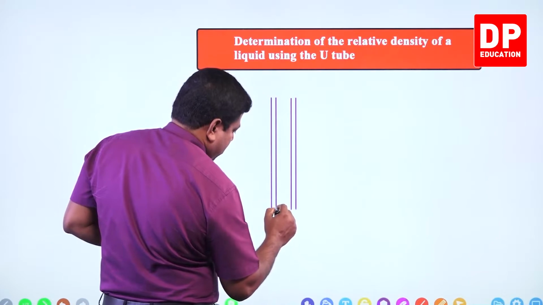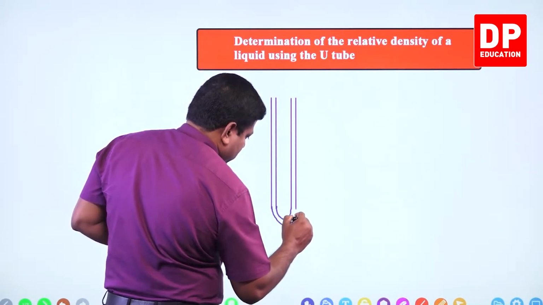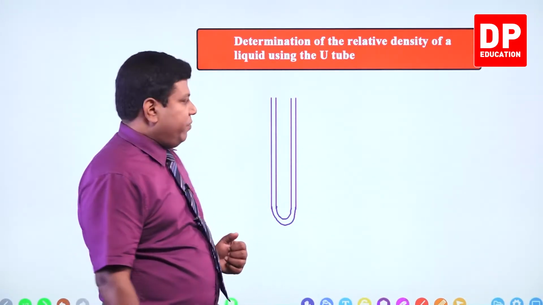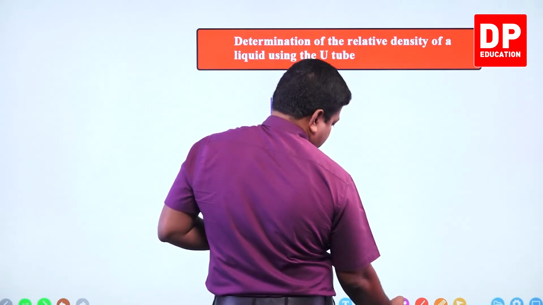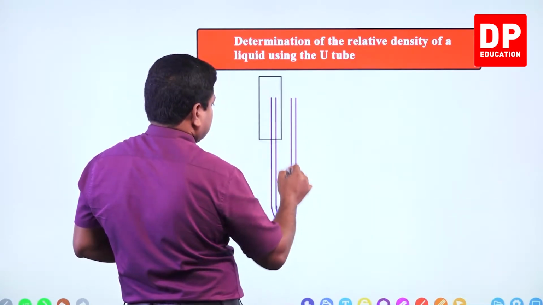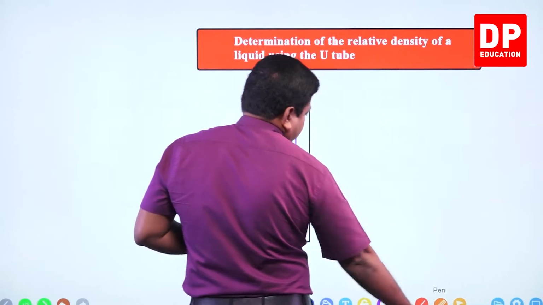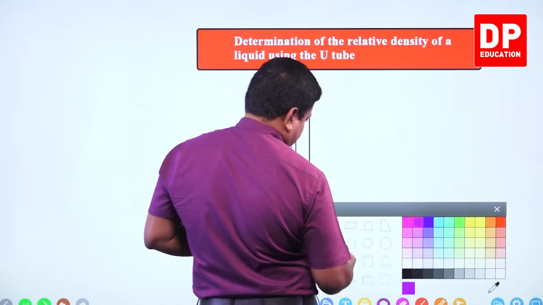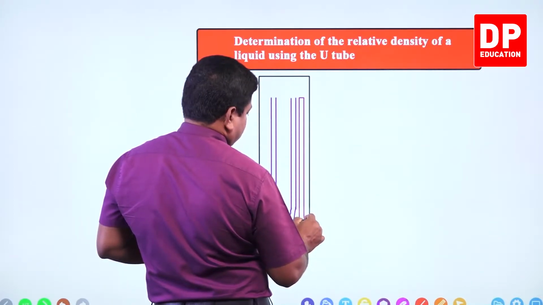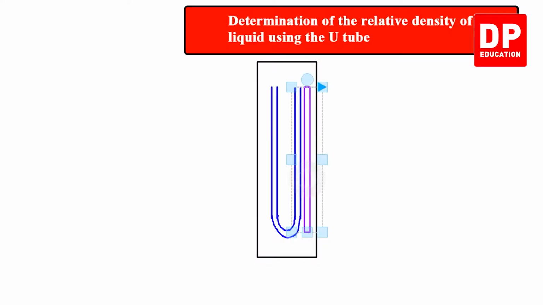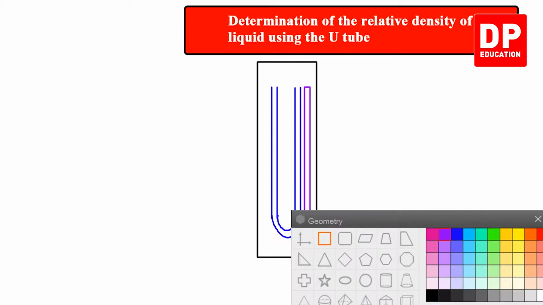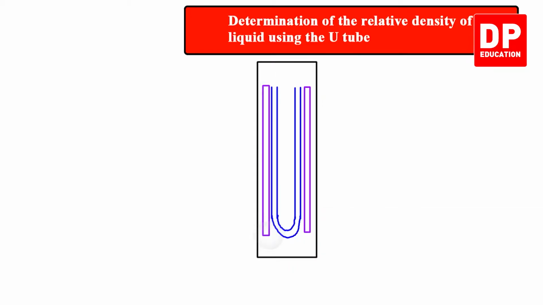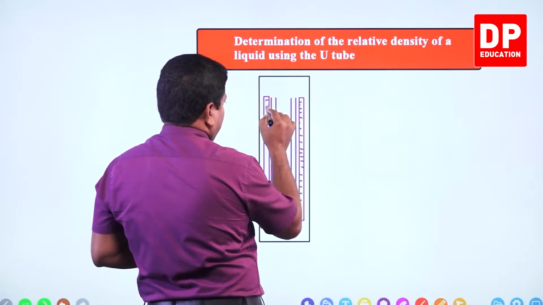That is how it will look like. And usually it will be fixed on a wooden board like this. And sometimes the wooden board would have scales on both sides. If not, you have to fix a scale, right? You will have to fix a scale on this side. Similarly, on the other side also, you will have to fix a scale. This will be the scale. Similarly, a scale on the other side also.